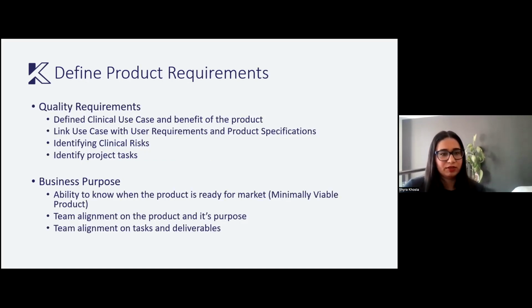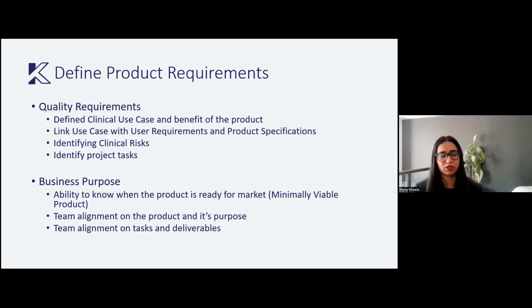So in terms of defining product requirements, what you're really trying to drive here is understanding what your product is trying to do. So the QMS system will tell you, you need to identify your clinical use case and the benefit of the product. You need to be able to link your use case with your user requirements and your product specifications, and you need to identify your clinical risks and your project tasks. So the reason all of those come together is basically saying we need documented requirements and understanding of what it is this product is going to do and how do we know that it's going to work.